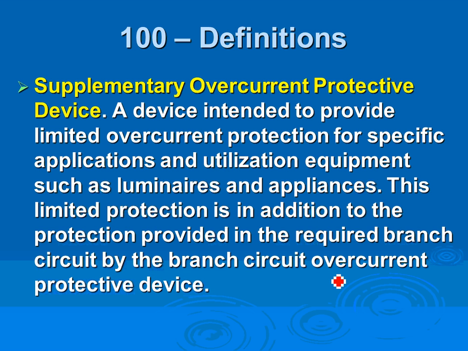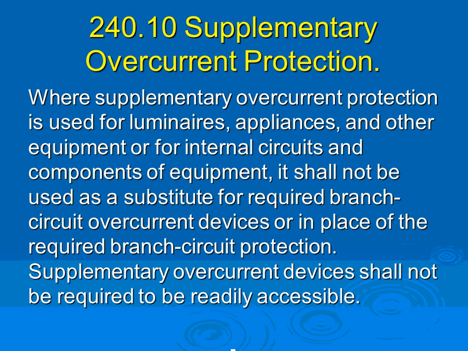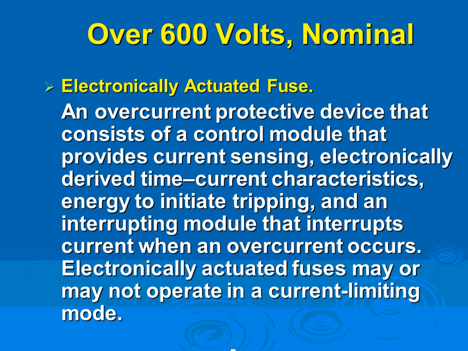They provide limited overcurrent protection for specific appliances and utilization equipment such as luminaires and appliances. All this is in addition to the branch circuit overcurrent protection device that's sitting in the panel. Shall not be used as a substitute. So this is just telling you, just because you put a 5 amp fuse in line with this fixture doesn't mean now you don't need to put a 20 amp circuit breaker at the head of the branch circuit.